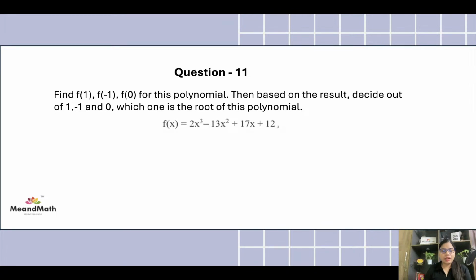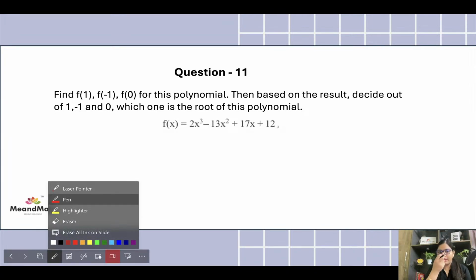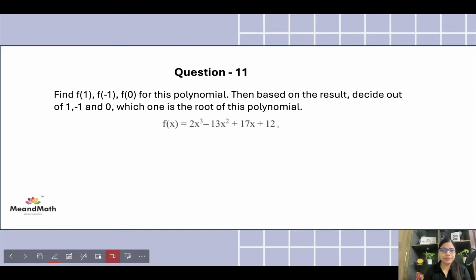So over here we have question number 11. Find f(1), f(-1) and f(0) for this polynomial. Then based on the result, decide out of 1, -1 and 0, which one is the root of this polynomial. So we basically have to find out the roots of the polynomial, and this is what they are asking to do. Let me just give you a little brief about roots of a polynomial.